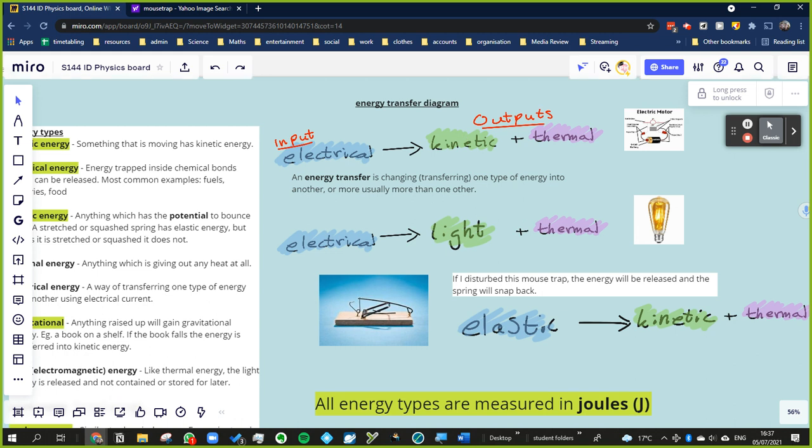We're going to talk about efficiency in a moment, but briefly, if something produces a lot of useful energy and not much wasted energy, we can say it's efficient. If it's the other way around, we say it's inefficient. If a motor doesn't produce much kinetic energy and produces a lot of thermal energy, then it's not very efficient. It would mean I have to put a lot of electrical energy in to get a small amount of movement energy out. So that's not very efficient. That's what we mean by that.